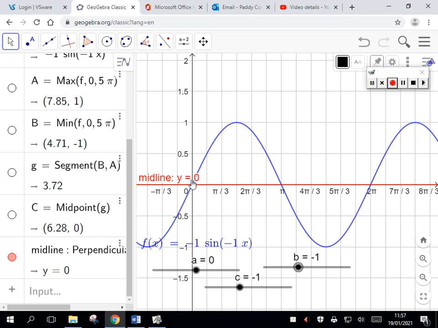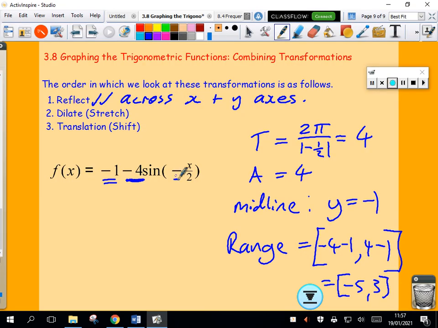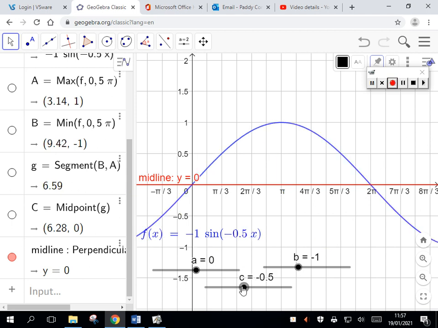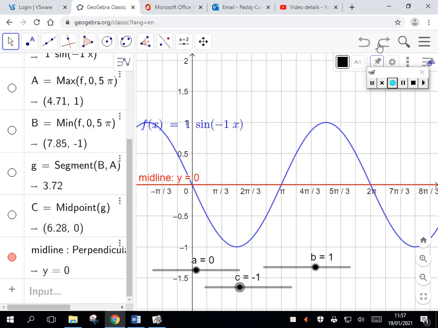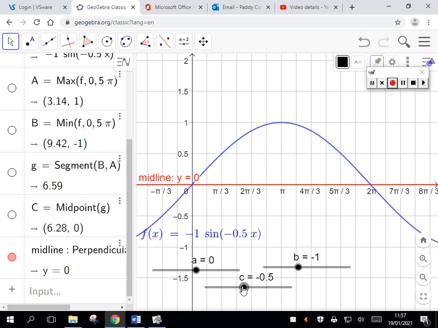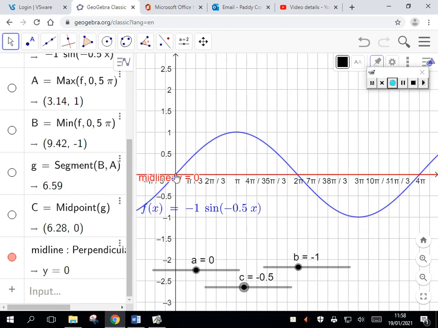Notice it's actually the same as sine of x. And then we're going to apply our stretches. So putting in a coefficient in here of -0.5 and out here of -4. So changing the value of this one to -1/2. Note what that does. That has stretched that out away from the y-axis, so the period is now 4 pi units.